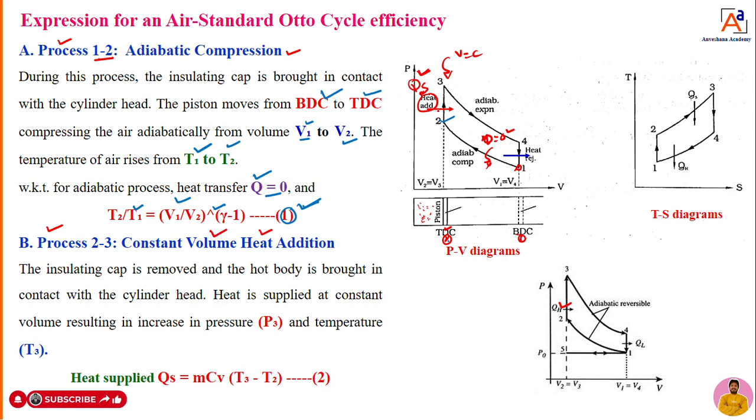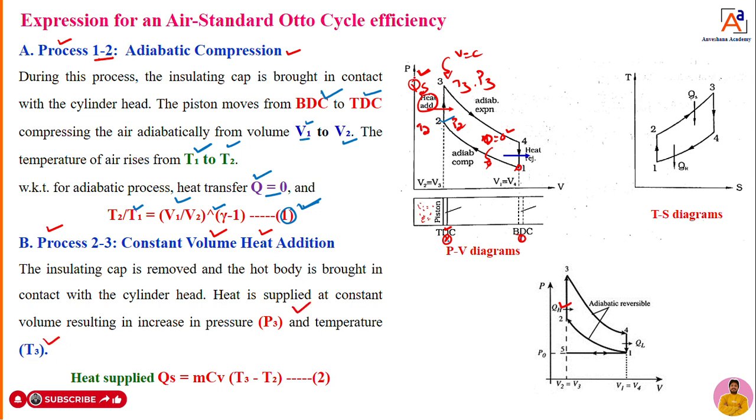Then what happens when you add heat to the engine from 2 to 3? Temperature increases from T2 to T3 when we add heat, right? Once the heat is added, temperature increases from T2 to T3, then pressure from P2 to P3. So that you have taken here now.